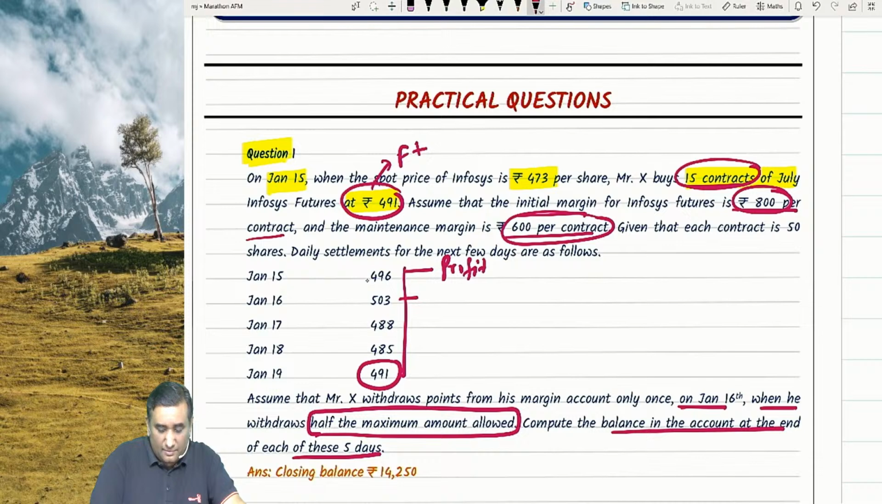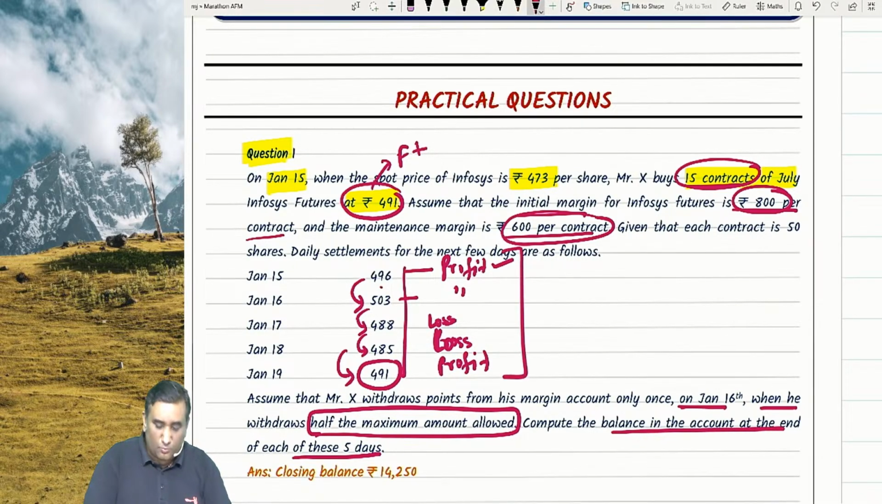In this case again, it's actually called mark to market. Daily settlement we call it. Every day your account will be credited or debited. 491 to 496 profit would be credited to your bank. 496 to 503 again profit, then 503 to 488 loss, 488 to 485 profit, loss, 485 to 491 profit. So in the books you'll show profit and loss, but at the end you know you started with 491 and the balance price is 491, so no profit, no loss would come. Answer you would know. In between you just have to show the process.